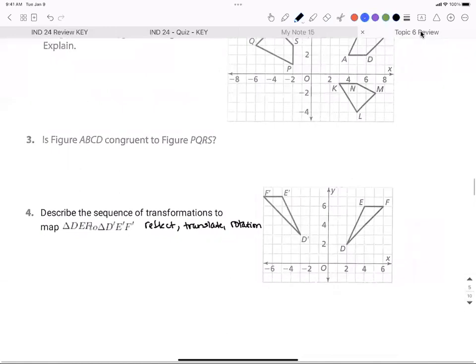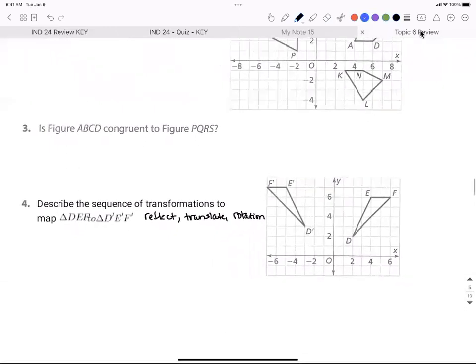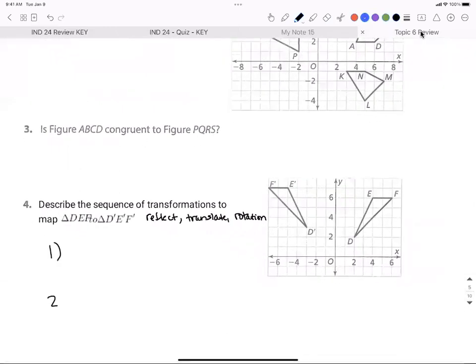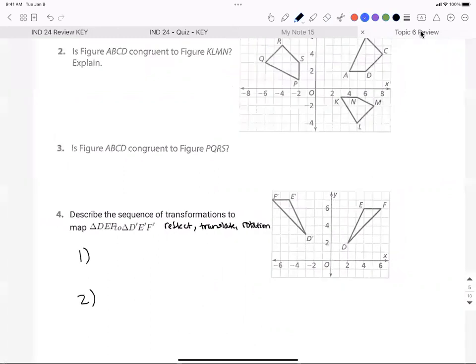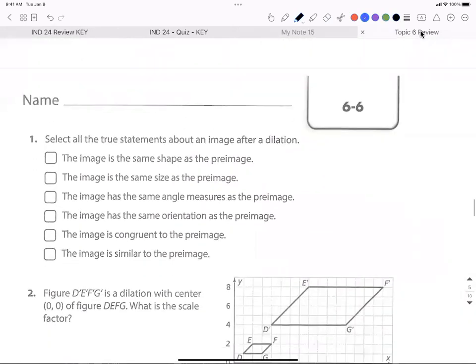Then you know if they're the same size, then dilation will not be... it says sequence, so you know you're going to have at least 2 steps. You know dilate will not be one of them. It's off the table because they're the same size. If one was little and one was big, then you would know one of your moves has to be a dilation. All right.